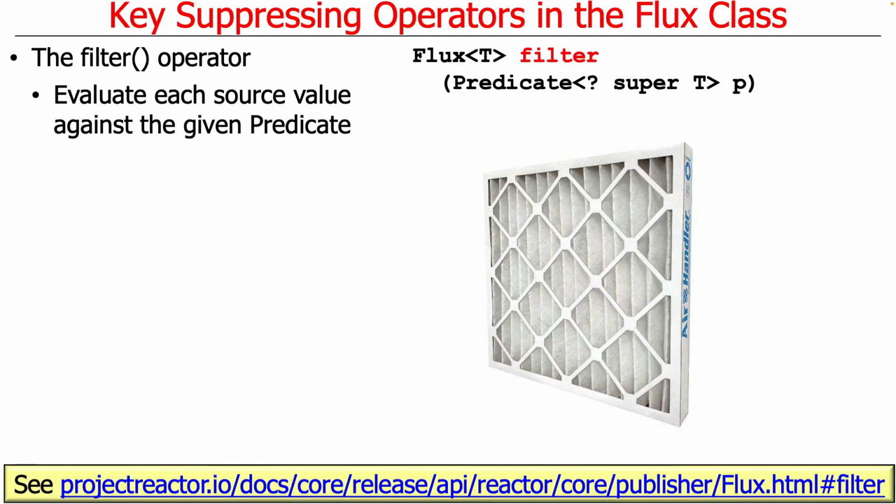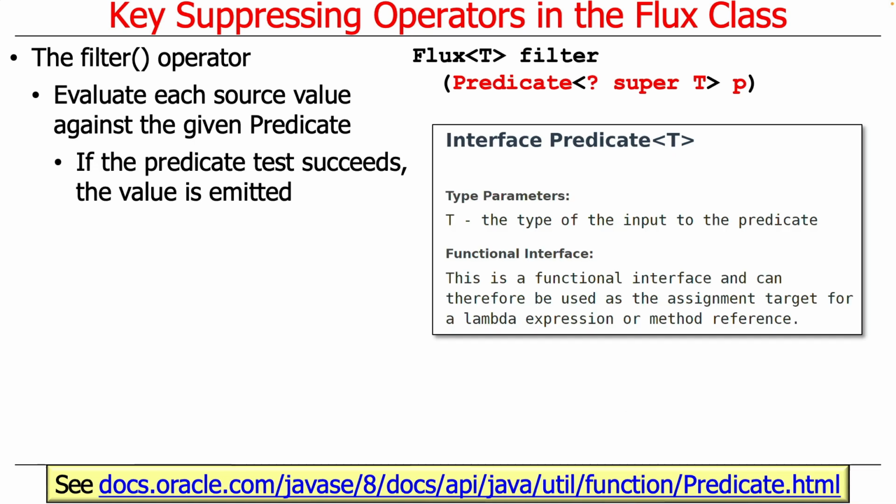So let's start by talking about the most obvious one. This is a very common one. You've been exposed to something very similar with Java streams, and that's the filter operator, which will evaluate each source value in whatever flux is passed in when we do the filter call, and it'll compare it against the predicate. The predicate is a parameter, which is a functional interface in Java, and it'll either return true or false. If the predicate succeeds, it returns true. If the predicate fails, it'll return false.